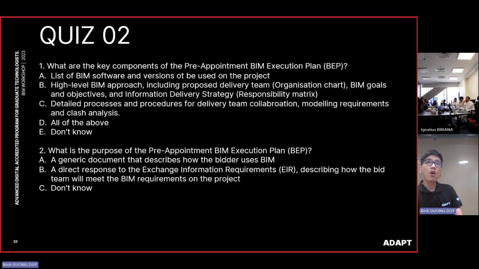D is all of the above. E, I don't know. So what is the answer? Do you think this could be the correct one for the question, the key components of the pre-BEP?